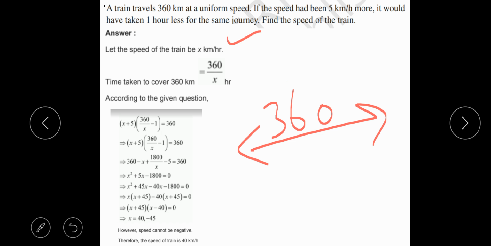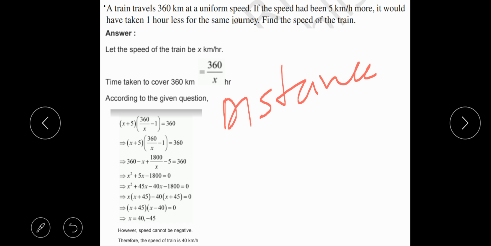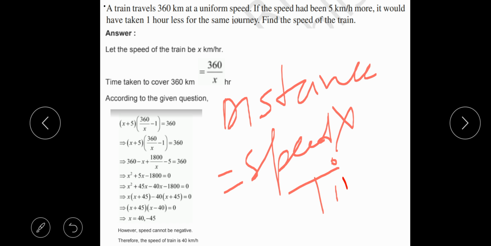Therefore time is distance upon speed, that is 360 upon x. Now according to the question, as we know, the formula of distance is equal to speed into time. So by using this one formula, distance is equal to speed. If we increase the speed by 5 kilometer per hour, then time will be reduced by 1 hour. So distance is equal to speed into time.